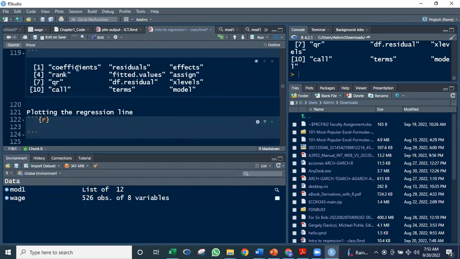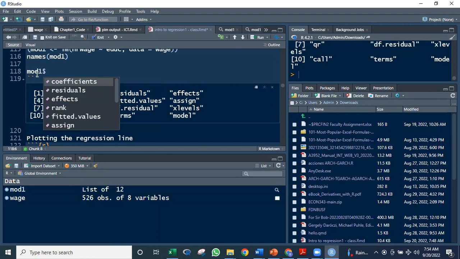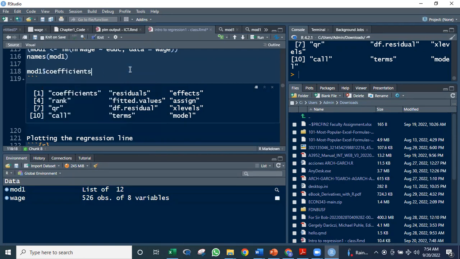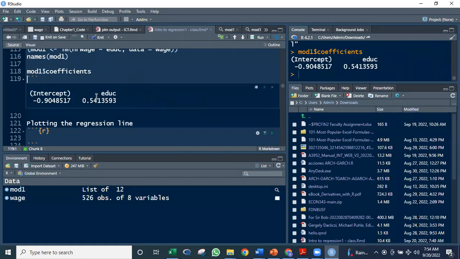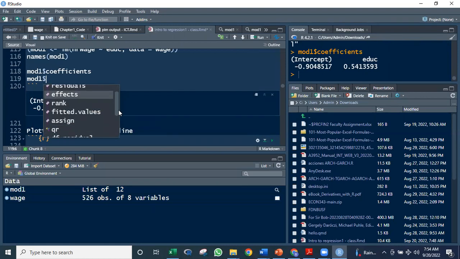So as I mentioned a while ago, you will have there the coefficients, the residuals, the effects. And you can actually have that printed, for example, mod 1 and then $ sign. If I put dollar, then it will identify what are the elements of your mod 1 object. So for example, if I click coefficients, control enter, it will print to us what's inside coefficients. Okay, so we have here several objects.